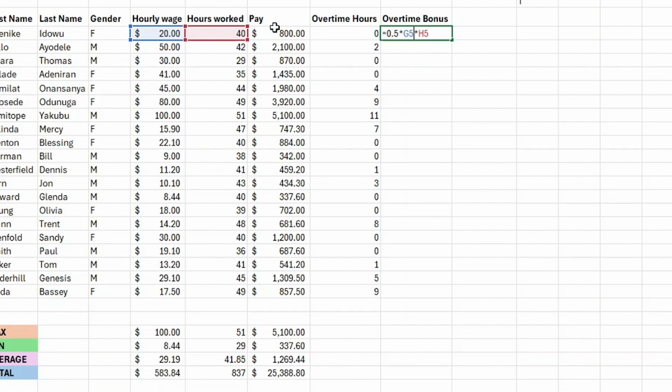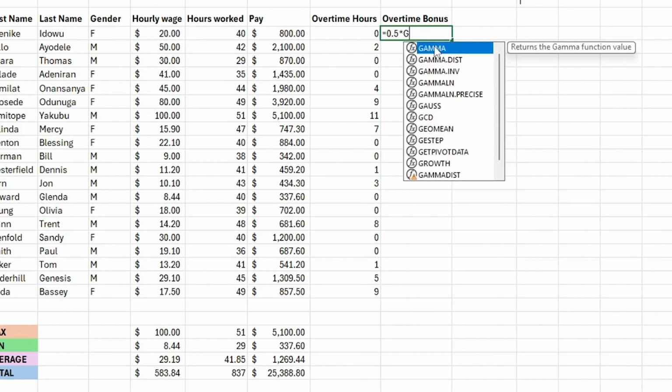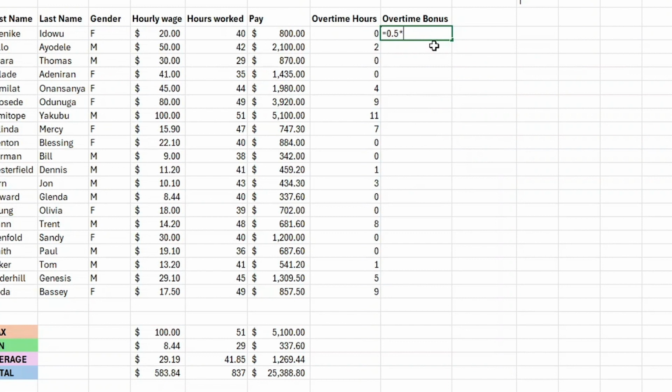No, there's an error. Thank God there's an error. Let's do it together again. I wanted you to assume that if Nike's overtime hours is 0, so why is she having $400? So that's also a way to know that you're following. So 0.5 times hourly wage, like I said, times overtime hours, not hours worked.